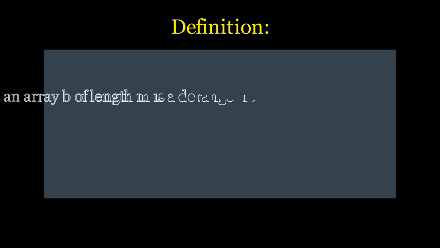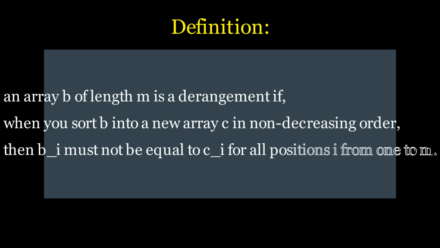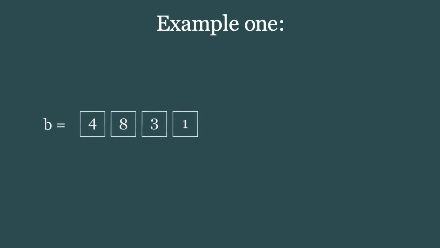What exactly is a derangement array? The problem gives us a precise definition. An array B of length m is a derangement if, when you sort B into a new array C in non-decreasing order, then B sub I must not be equal to C sub I for all positions I from 1 to m. Let us look at the provided examples to solidify this.